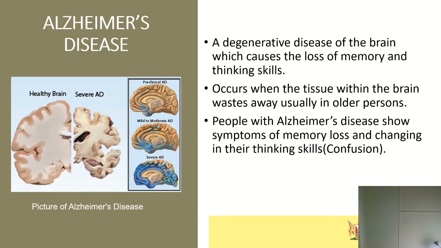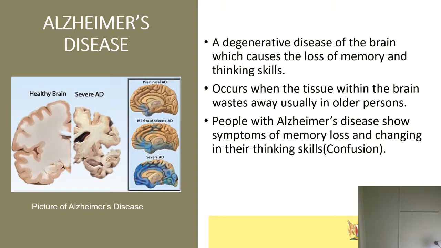Now, guys, Alzheimer's disease is a degenerative disease of the brain, which causes the loss of memory and thinking skills. So what is important for you to note here? Two keywords: degeneration of some parts of the brain. There's also loss of memory. So that should characterize Alzheimer's. Whenever you hear of degeneration of the brain and the loss of memory, think of Alzheimer's.